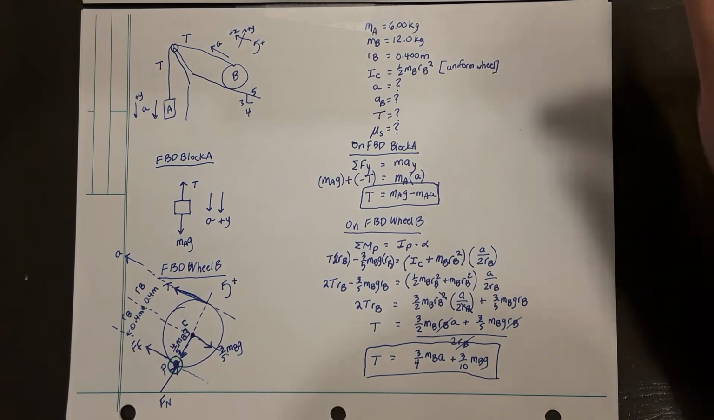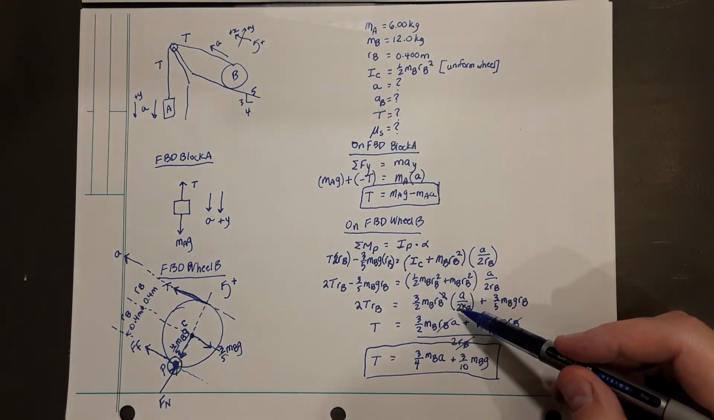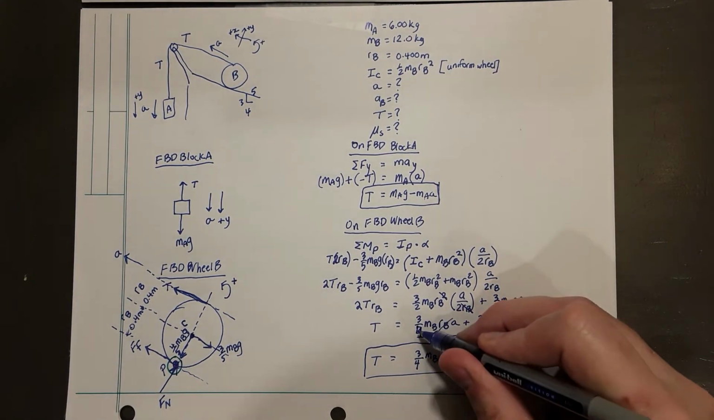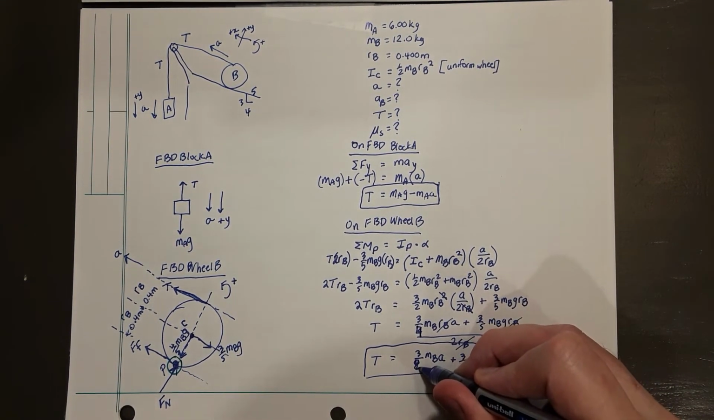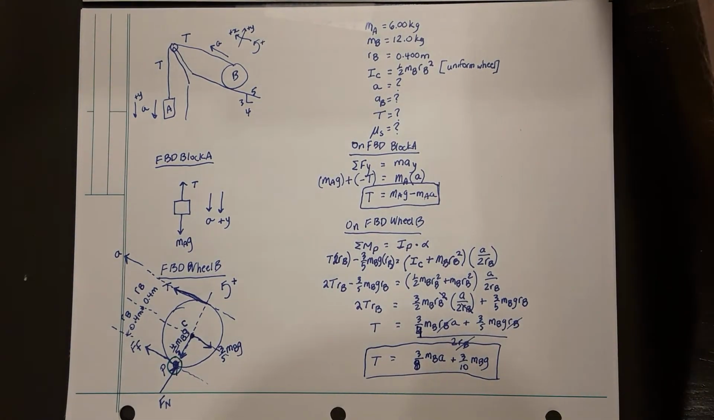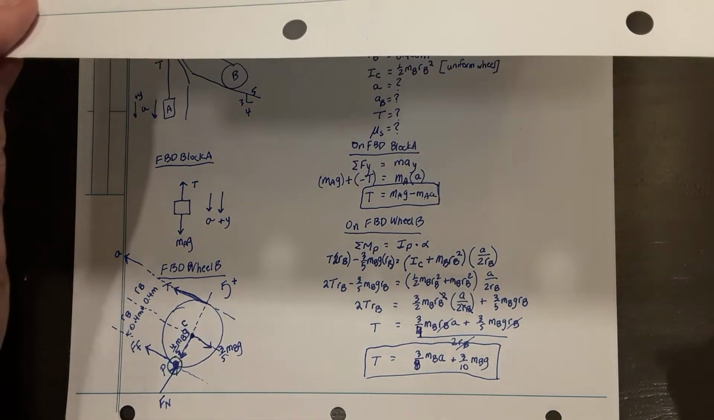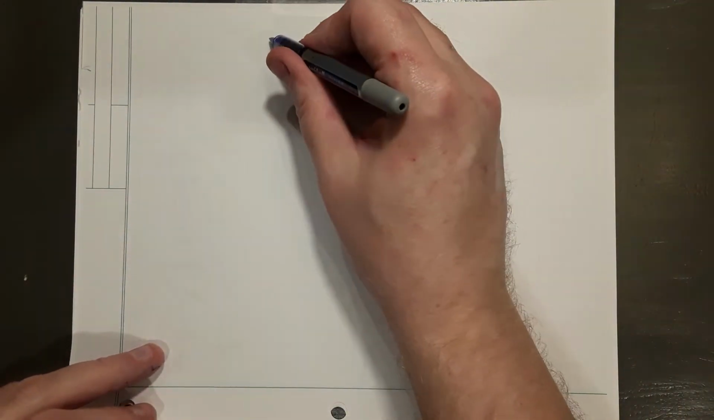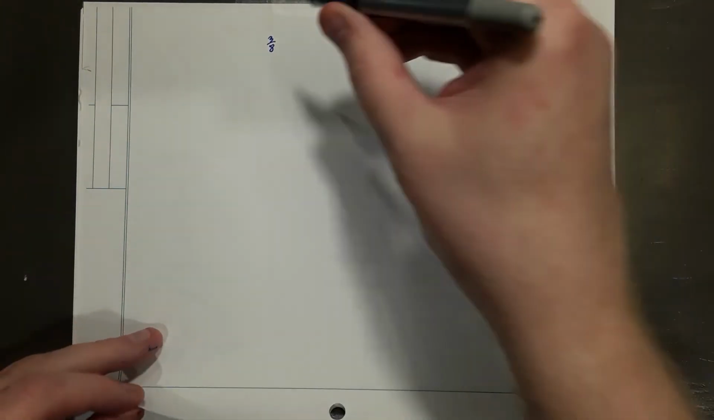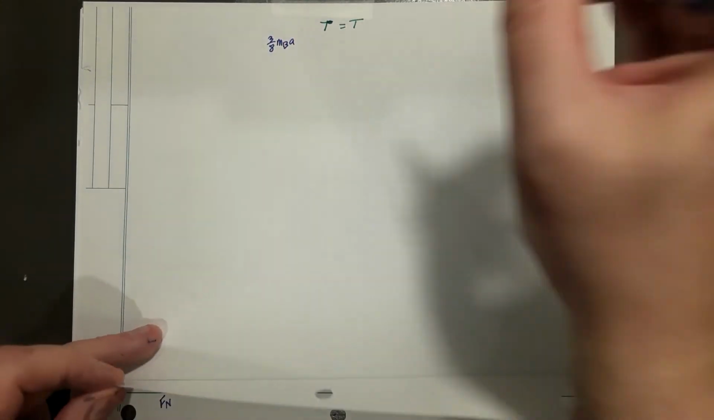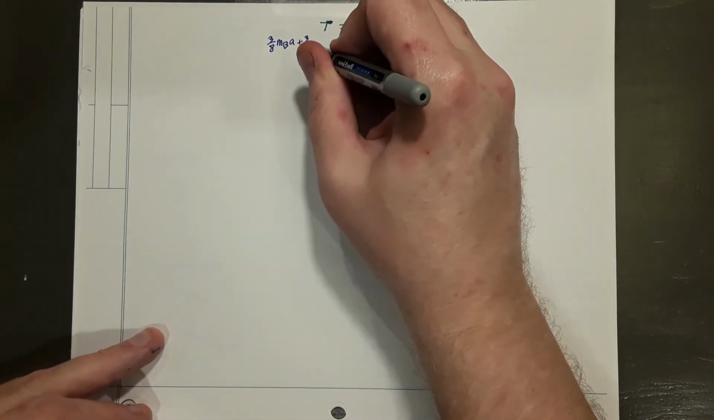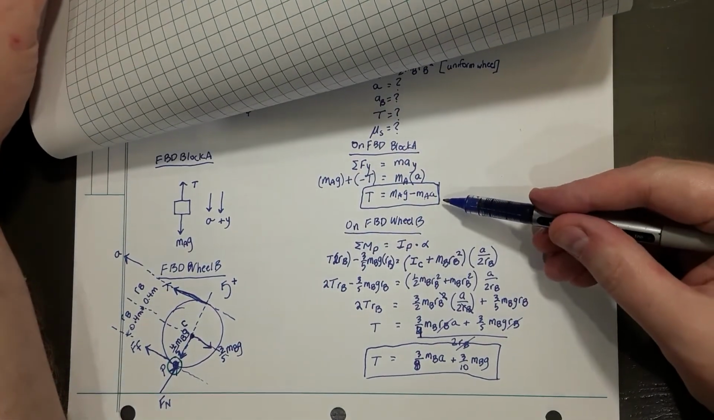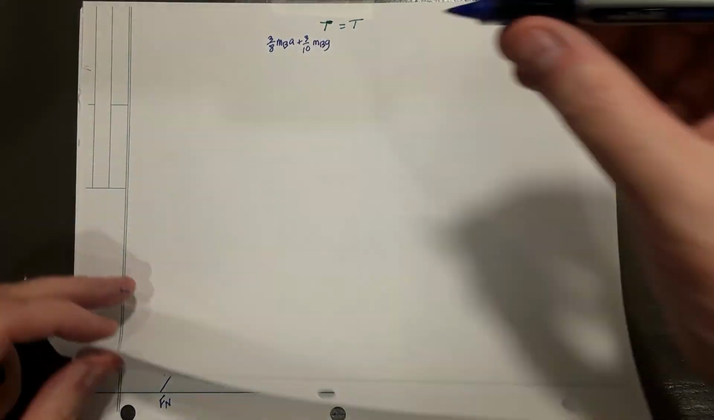Looks like I've made an error here. 3/2 divided by 2 is 3/4. 3/4 divided by 2 is 3/8. Okay, so that should fix that up. The tension from the rolling wheel was 3/8 MBA plus 3/10 MBG. That's going to be equivalent to the tension from the block, which is MAG minus MAA.